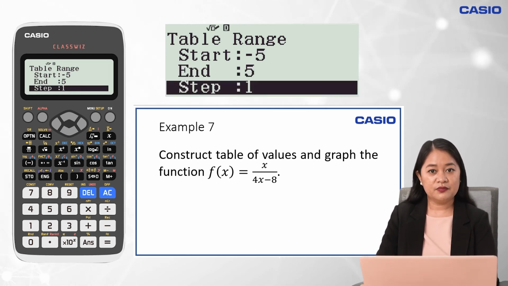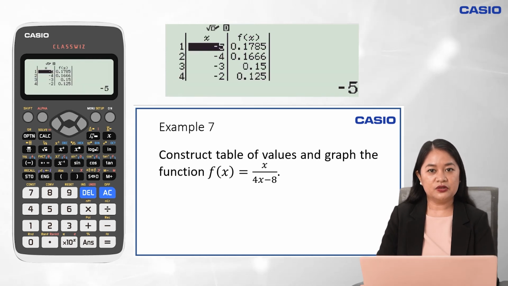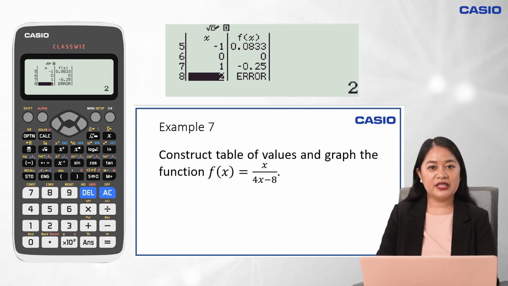equals, and then for the interval of values, let's leave this as 1 unit. Then press again the Equal button to reveal the table. Observe that when x is 2, f of x is error. This confirms that the domain is the set of all real numbers except 2.